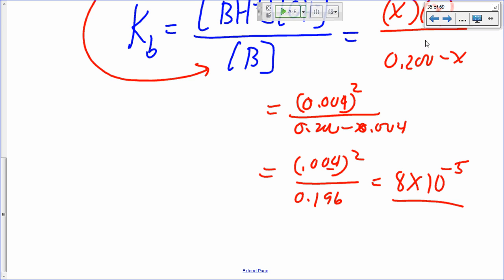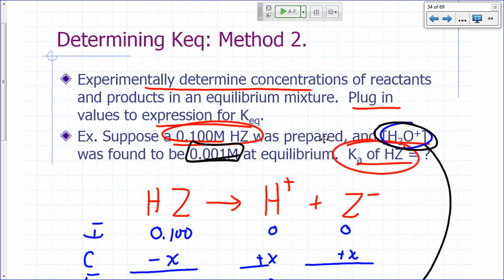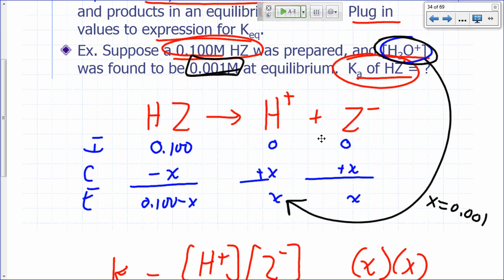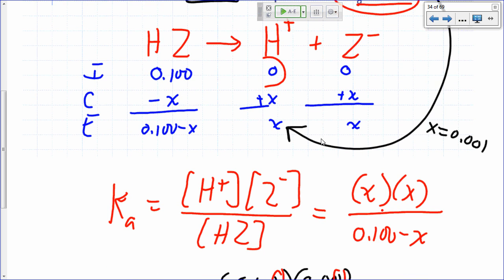Okay, comment. You may be wondering, why did I say H plus was 0 to begin with? Doesn't water have H plus, like 10 to the negative 7? Right? So I'm making an assumption there that 10 to the negative 7 is negligible. In fact, how does 10 to the negative 7, which is 0.000001, compare to 0.001? It is negligible, right? So you can ignore it.